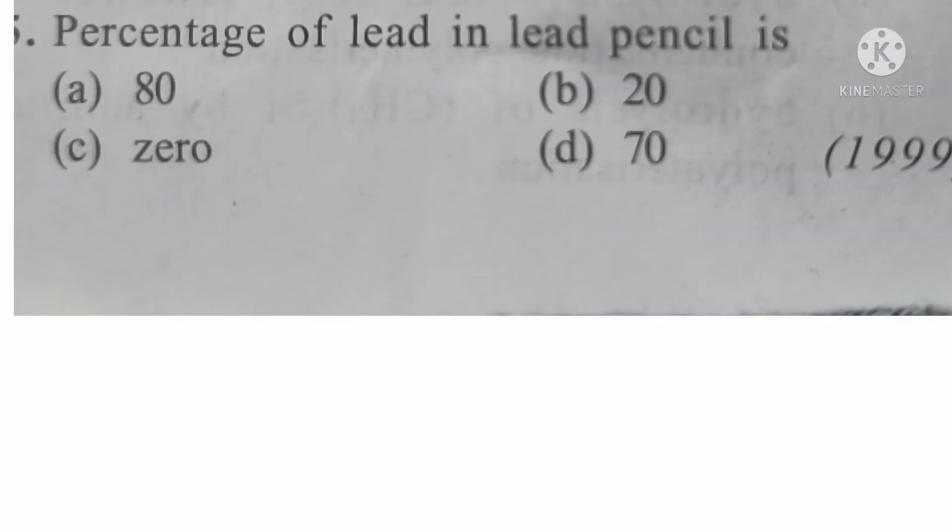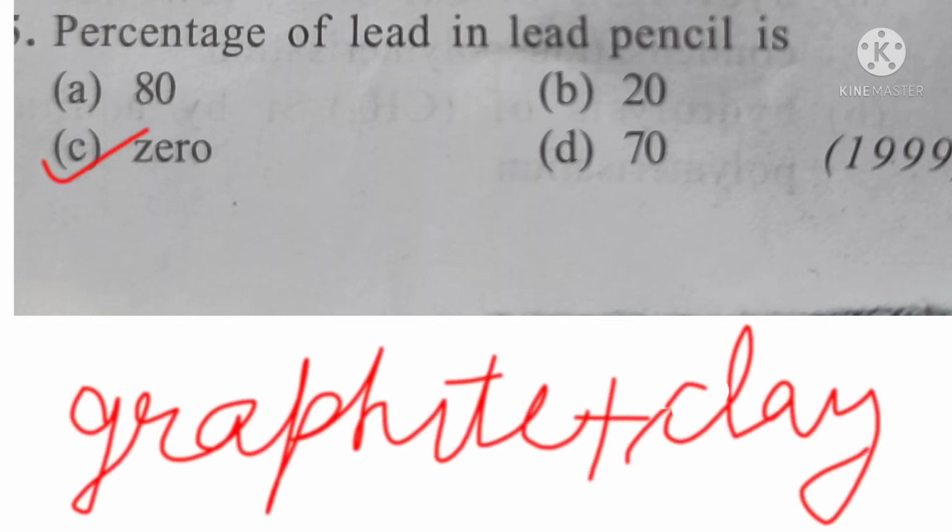The percentage of lead in lead pencil is 0% because the marker in a lead pencil is not made up of lead. It is made up of a mixture of graphite and clay. So the percentage of lead is just 0%. Option C is the correct answer.